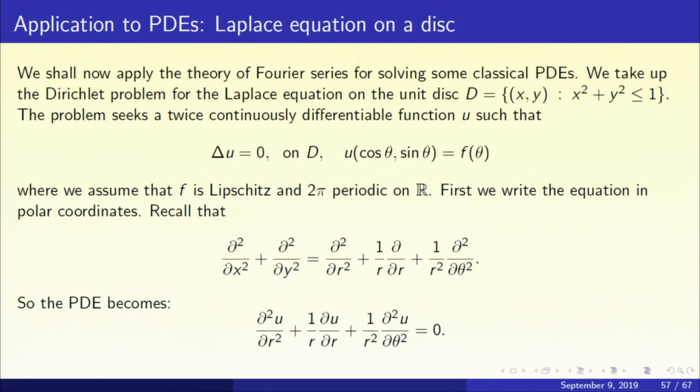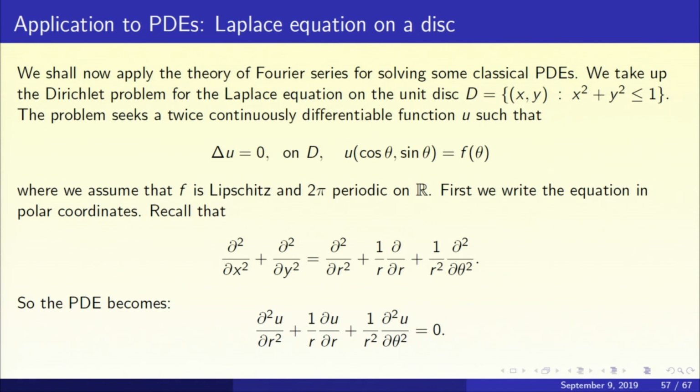What is the disk D? The set of all points (x, y) such that x squared plus y squared is less than or equal to 1, the standard unit disk in the plane. The problem is to look for a twice differentiable function u which satisfies this equation. Of course, there are lots of solutions. For example, if you take any analytic function and take its real part, it will be a solution of Laplace's equation. So what we need to do is to single out a unique solution by prescribing some boundary condition.